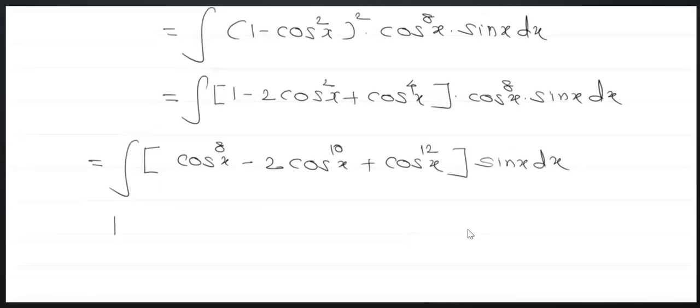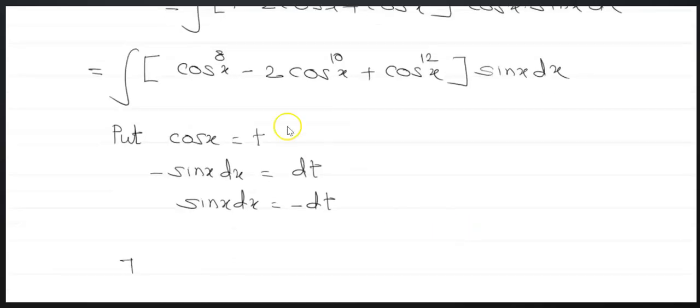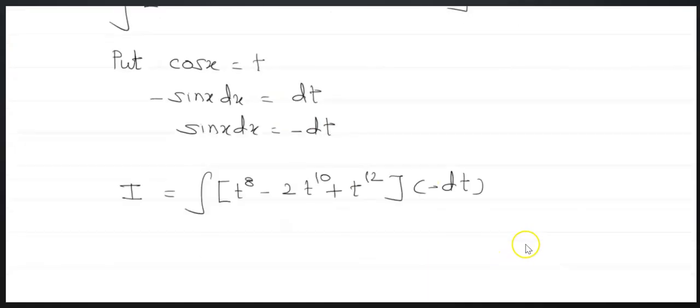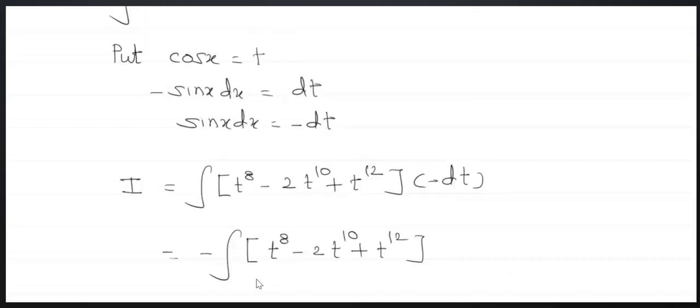Therefore, we will substitute here cos x is equal to t. Therefore, minus sin x dx is equal to dt. Therefore, sin x into dx is equal to minus dt. Now see this, our integral will become like this: t raised to 8 minus 2 t raised to 10 plus t raised to 12, bracket complete, minus dt. Therefore, minus integral of t raised to 8 minus 2 t raised to 10 plus t raised to 12, bracket complete, dt.